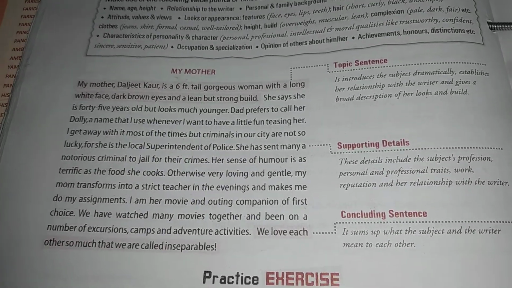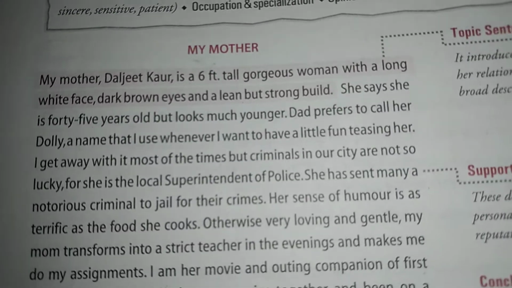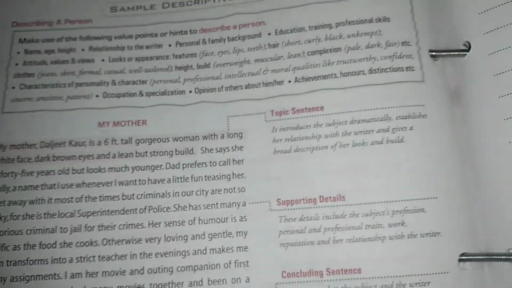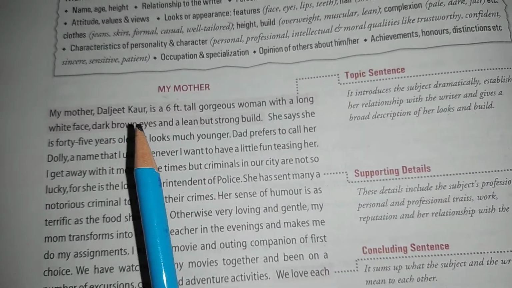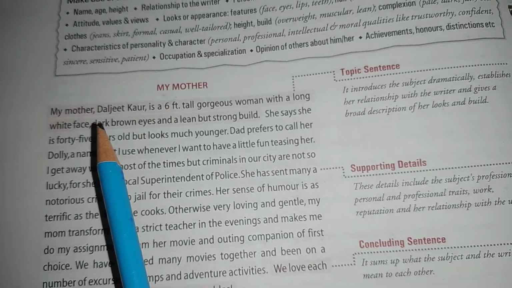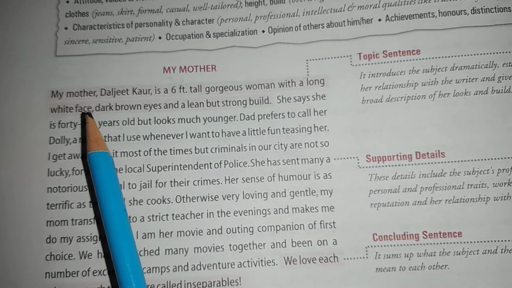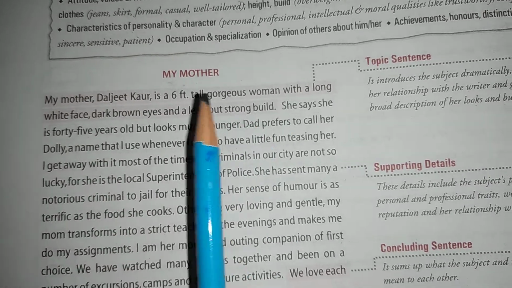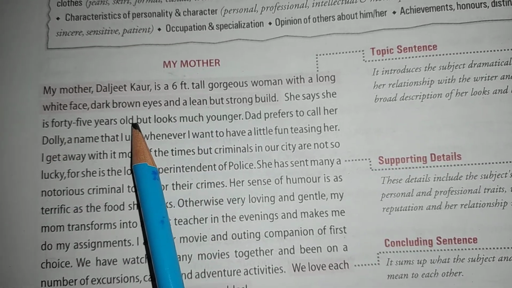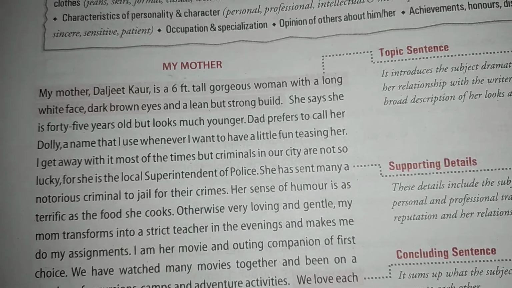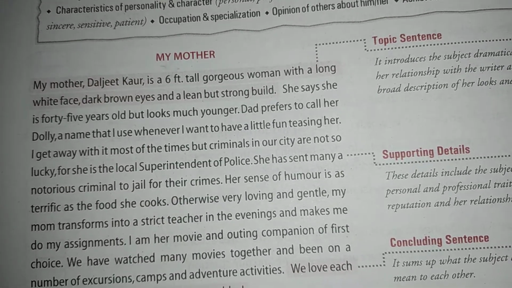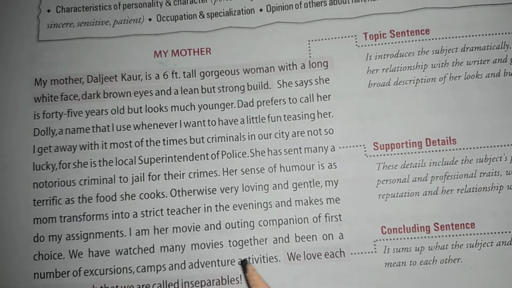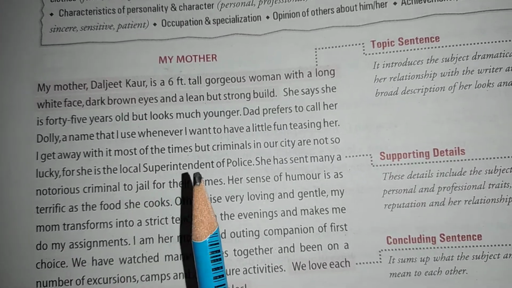Okay, so let's do an example of a descriptive paragraph about my mother. So as you can see, let's see if all those points are covered or not. My mother Diljit Kaur is a 6 feet tall, gorgeous woman with a long white face, dark brown eyes and a lean but strong build. She says she is 45 years old but looks much younger.